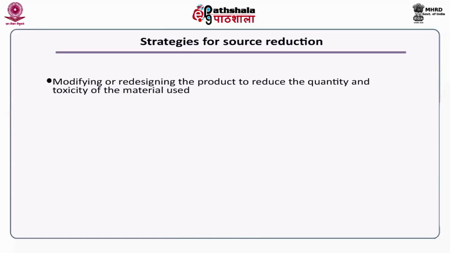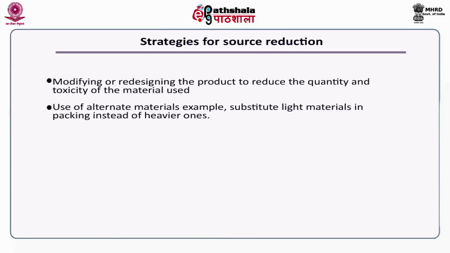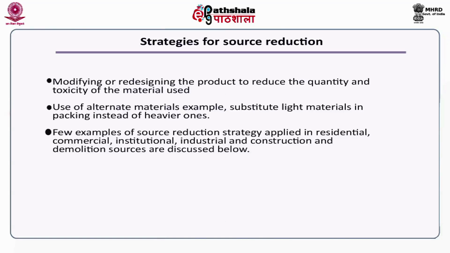Six, modifying or redesigning the product to reduce the quantity and toxicity of the material used. Seven, use of alternate materials, for example, substituting lighter materials in packaging instead of heavier ones. The source reduction strategy can be applied in a residential, commercial, institutional or industrial area, and even in construction and demolition sources. Now, we will see some examples.